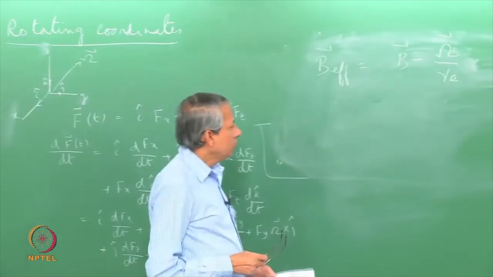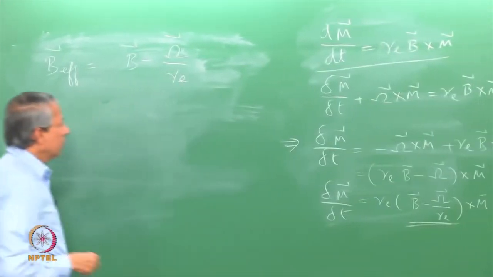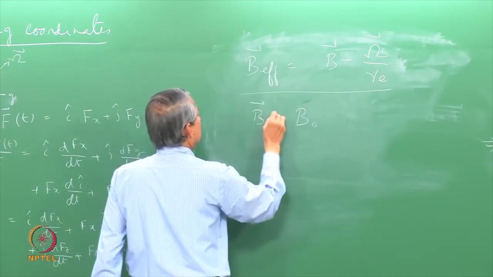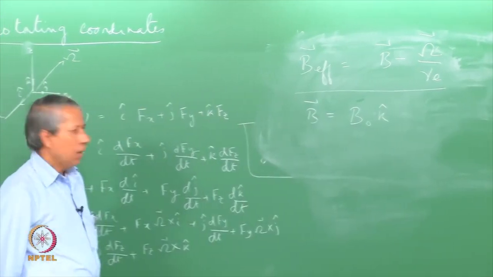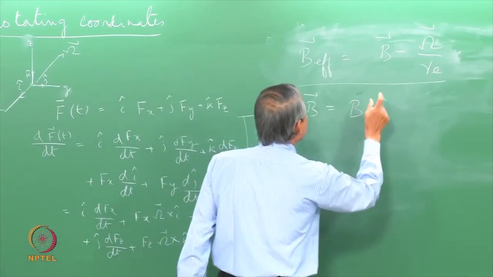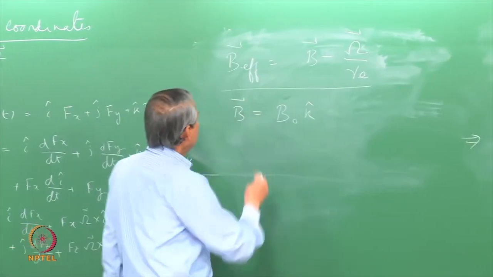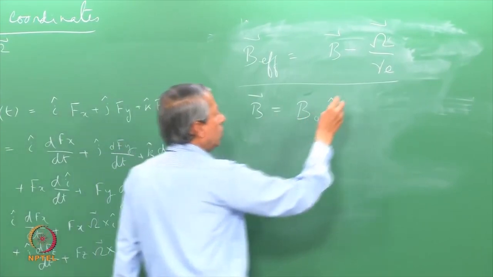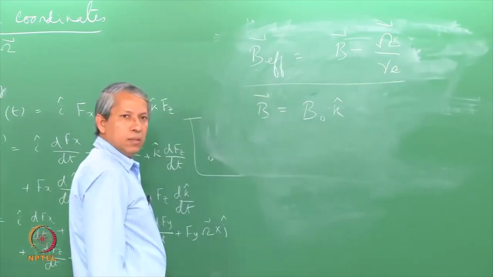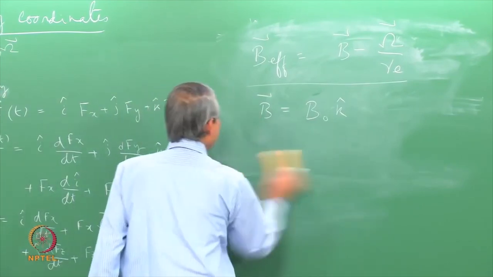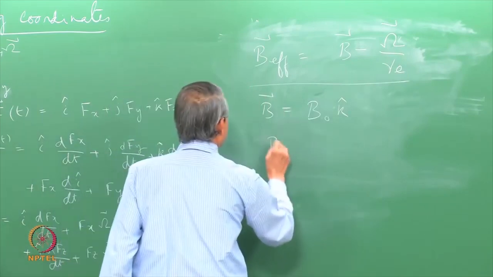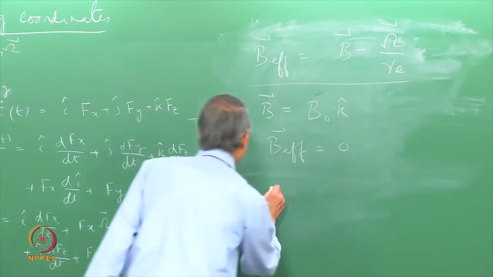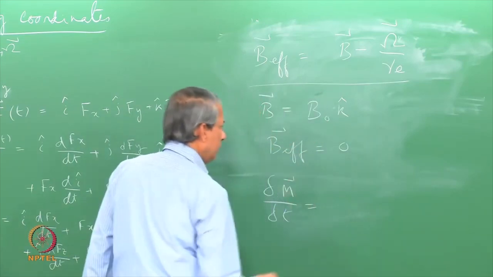So, with this you see how easy it is to visualize the motion of this magnetization in a magnetic field. So, when my B was B 0 k, I will now find out the time dependence of the magnetization. If I choose a coordinate system which is rotating around the z axis with an angular velocity this, then what happens? If I choose the frequency in such a way that B effective becomes 0, then my dM by dt becomes exactly 0.